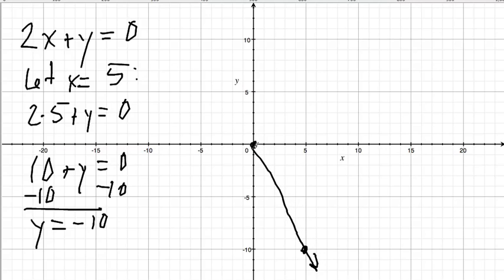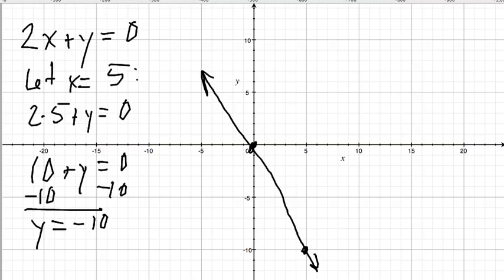So any line that has standard form ax plus by is equal to 0 will go through the origin. I can always plot the origin, but I need to do a checkpoint. In the next video, we will talk about the other 2 weird cases.